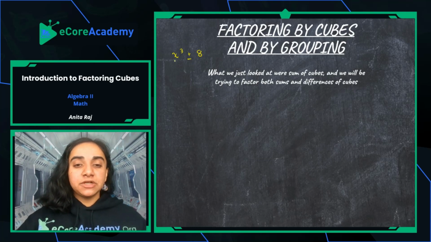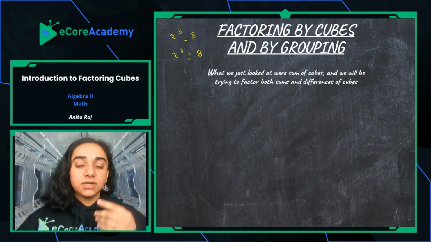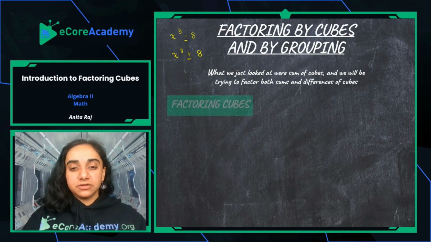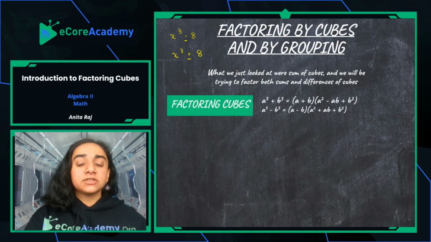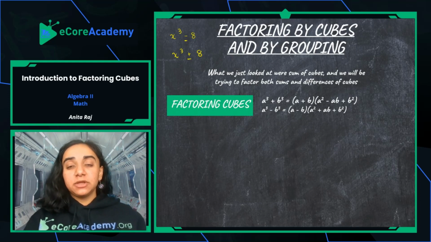We're going to be looking at the sums and differences. So we're going to have situations where we have two cubic terms separated by an addition sign, which is a sum of cubes, but we could also have two cubic terms separated by a minus sign, which is a difference of cubes, because when we work with subtraction, we're talking about differences. Okay, so how are we going to factor cubes? These are two key formulas that you must memorize. Trust me, you need to know these.